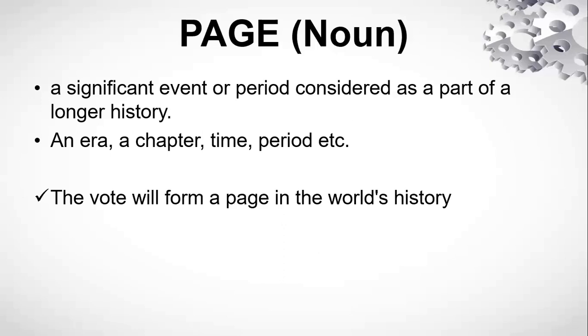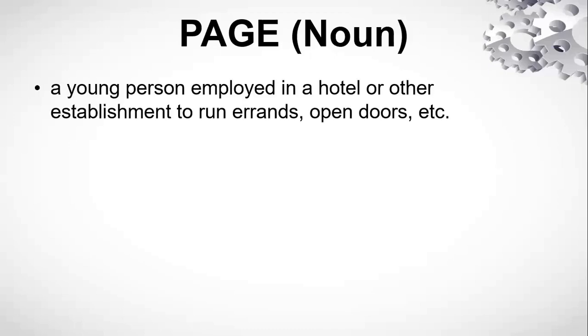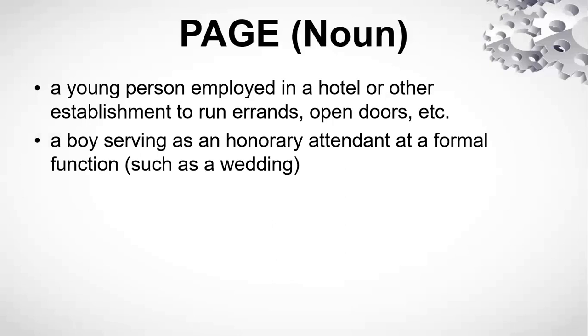A significant event or period considered as a part of a longer history: an era, a chapter, time, period, etc. The vote will form a page in the world's history. So here a page means time, period, era, or a chapter. Then again page, another meaning: a young person employed in a hotel or other establishment to run errands, open doors, etc., or a boy serving as an honorary attendant at a formal function such as a wedding.